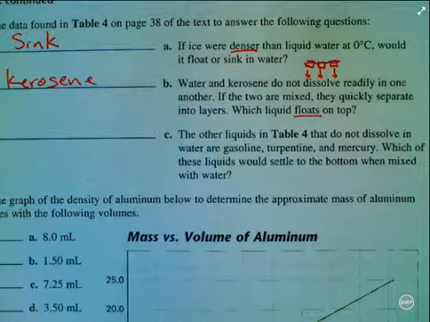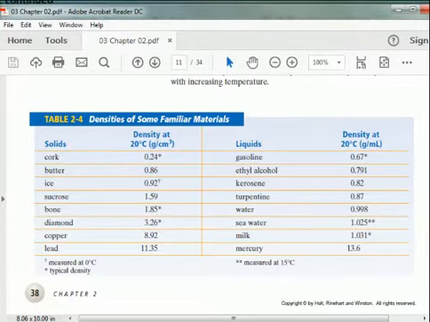The other liquids in Table 4 that do not dissolve in water are gasoline, turpentine, and mercury. Which of these liquids would settle to the bottom when mixed with water? Now, I hope you're getting used to using this information. We are going to be looking for, out of 3 options, gas, turpentine, and mercury, one that has a density that is greater than water. And right here we have water with a density of 0.998 grams per milliliter.